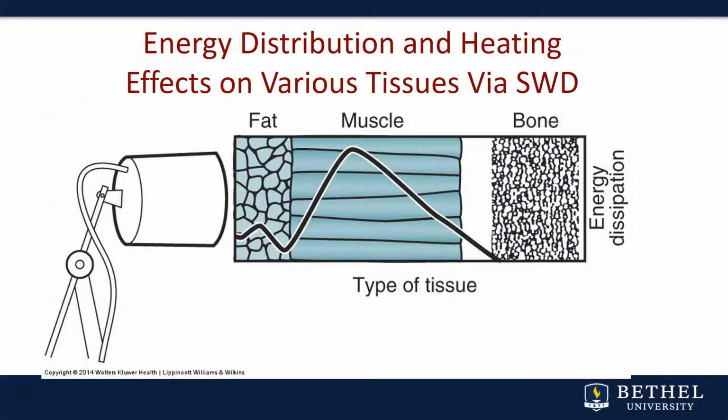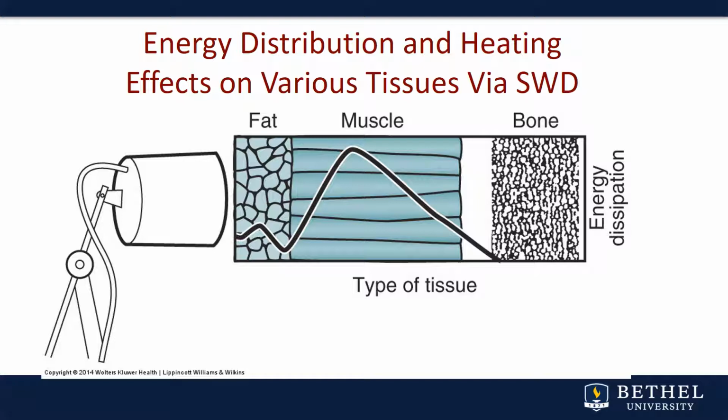When we're using diathermy, the energy distribution and heating effects will vary depending on the tissue. So the greatest heat effects occur in tissue that has the highest conductivity. So that would be muscle and blood. Because heat is created by tissue resistance, and the greatest resistance would be in muscle.